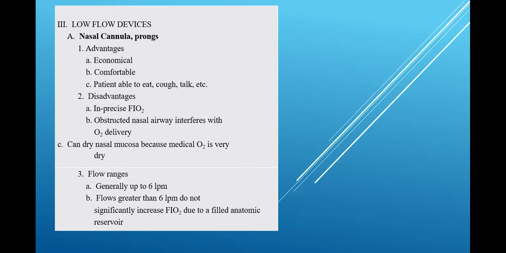So it's comfortable. He can eat, he can talk, he can laugh with the oxygen in his nose. And like we said, it's very, very dry. That's one of the disadvantages, really dry. It's an imprecise FiO2, so we can't guarantee it. And it can be obstructed by boogers and mucus and nasal hairs or whatever else is up in your nose. The flow ranges for the nasal cannula is up to about 6 liters, because with flows greater than 6, you can't hold any more up in your reservoir anyway, okay?